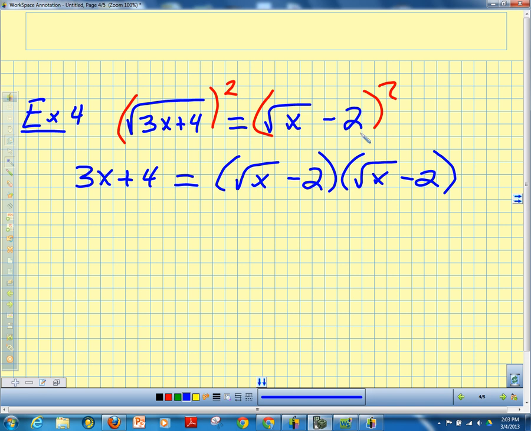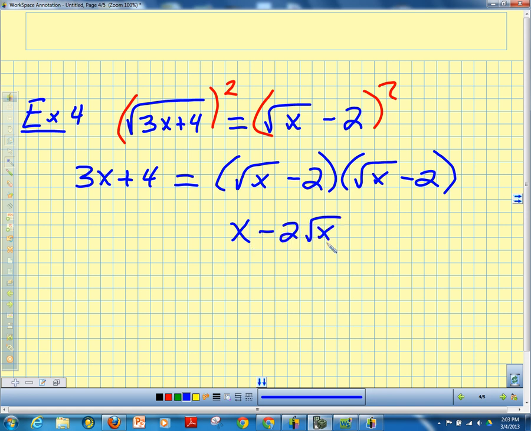But this is why. Watch what happens when we FOIL. Square root of x times square root of x is x, or the square root of x squared, which is x. Okay? So square root of x times square root of x is x. Outside we will get negative 2 square root of x.